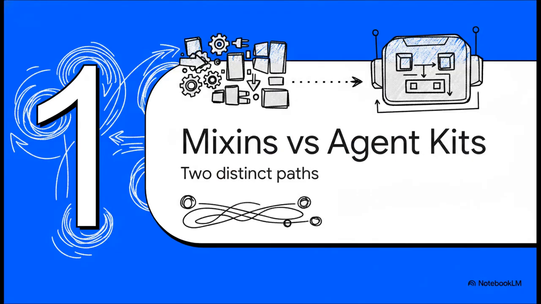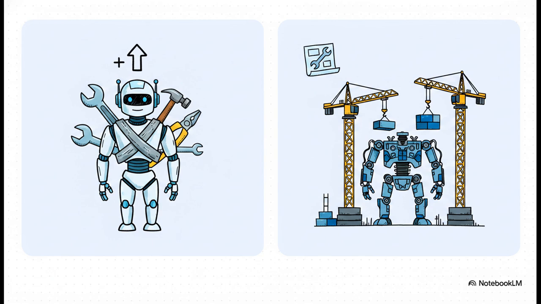Let's get right into mixins versus agent kits and look at the two distinct paths for your environment. There's a really fascinating contrast in philosophy here. You basically have two choices. First, you could use a mixin kit. This is what you use to strap brand new tools onto an already existing agent. Imagine taking a standard Claude agent and just mixing in a Python linter, or maybe your team's shared dot files.